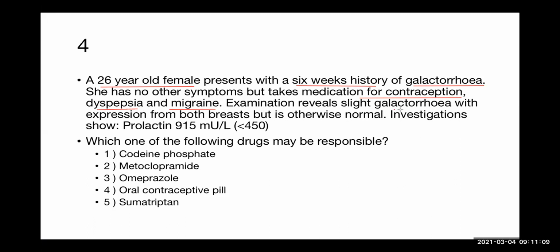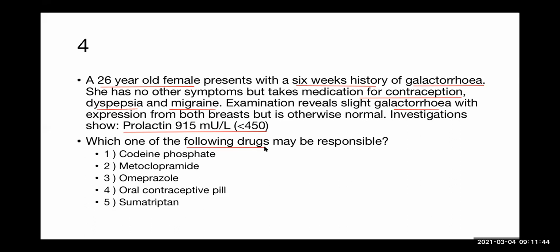Examination reveals slight galacturia with expression from both breasts, but is otherwise normal. Investigation shows prolactin is very high. Look at the level of prolactin. Normal is less than 450 micro units per liter, and here it is 915. So which one of the following drugs may be responsible? This is a very easy question, I guess. So what is the answer here?